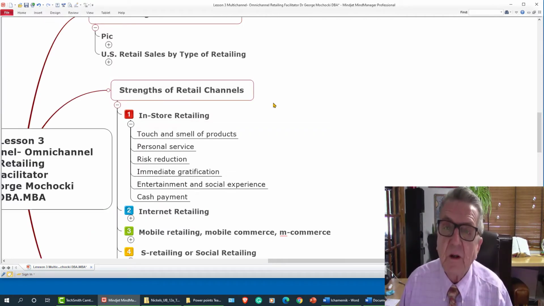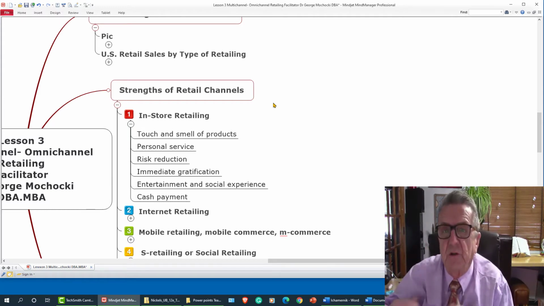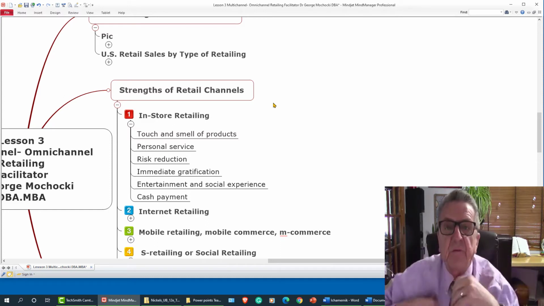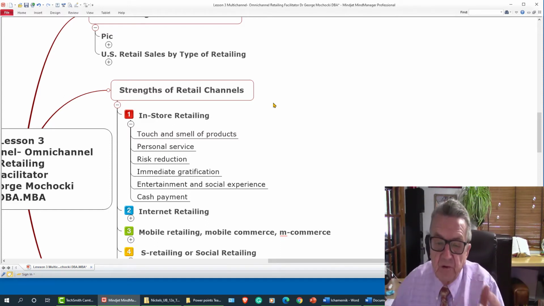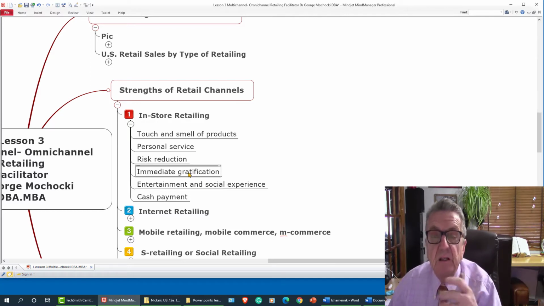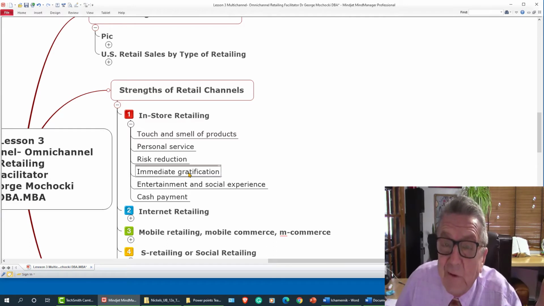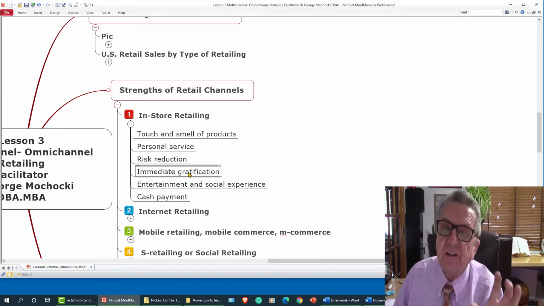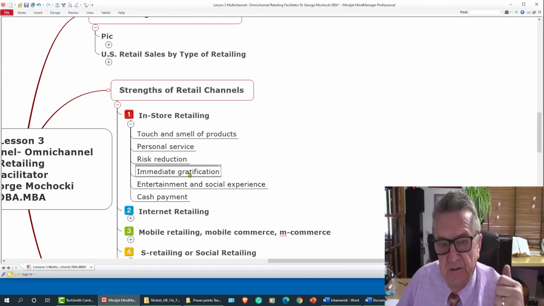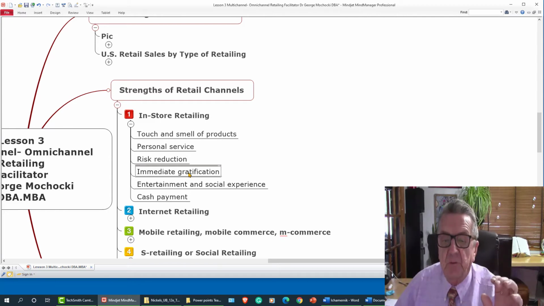When I go in the store, I like to touch clothes. Ladies, gentlemen, is it real material? Is it fake? Does it fit me? How does it look? Nowadays there's also personal service, risk reduction, and immediate gratification. I can bring it home. If I order online, I have to wait a week, sometimes two weeks, because of COVID-19 we have to wait longer. So I have to adjust that in my program and my message to my customers so they're not upset with me. Then there's entertainment, social experience, and cash payment.